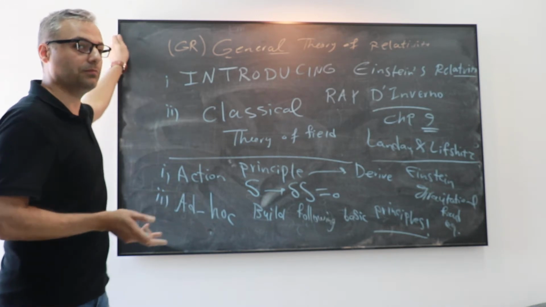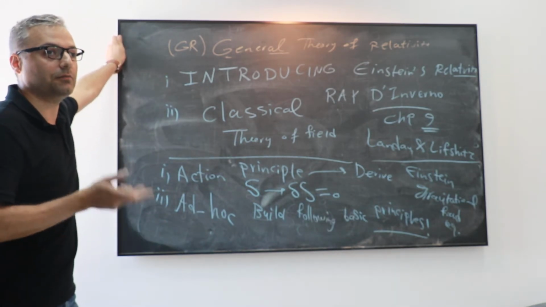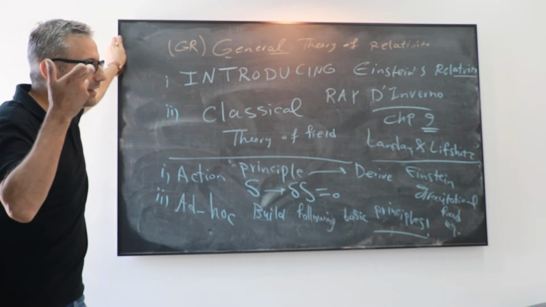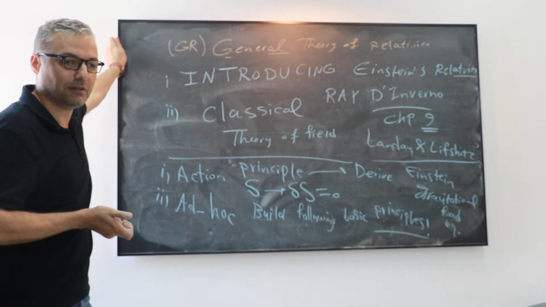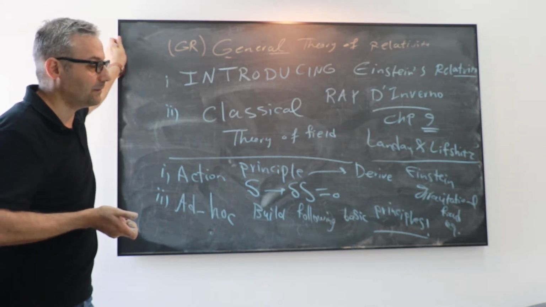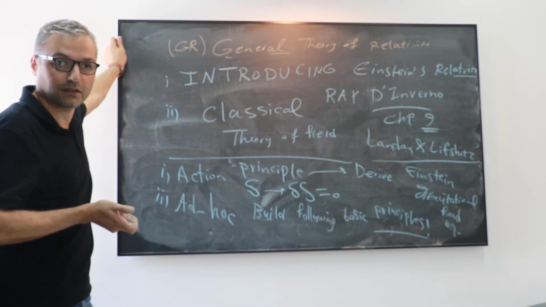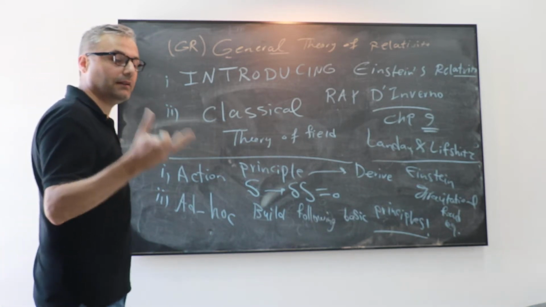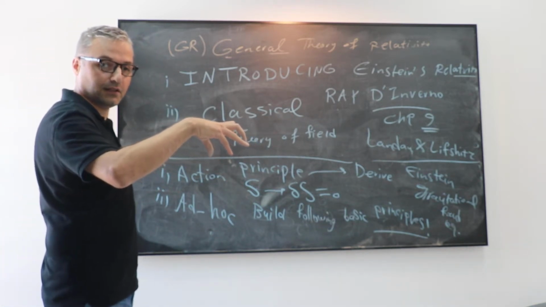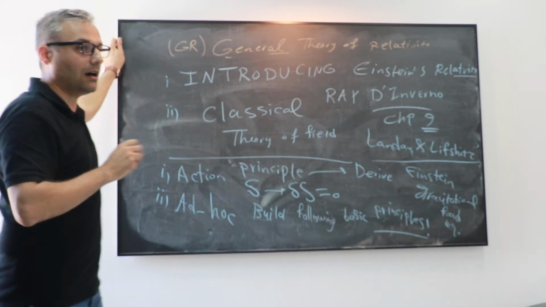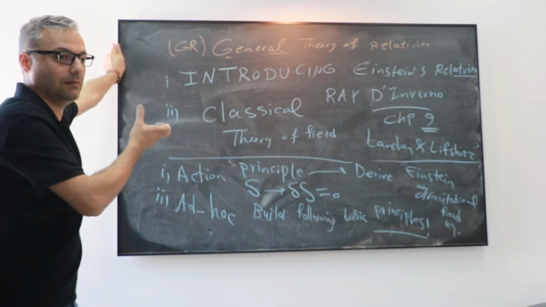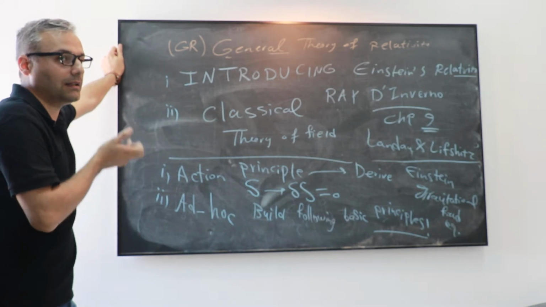So the equation has two sides. On one side you have to put your matter. So you already know what the candidate to include the matter is. The energy momentum tensor will be the candidate. So all the information about the matter and energy should sit in T, the energy momentum tensor. But how can this matter make the geometry for me? How can I define the geometry?